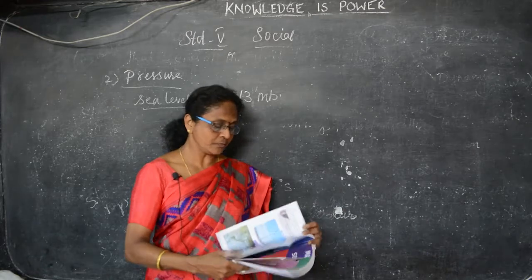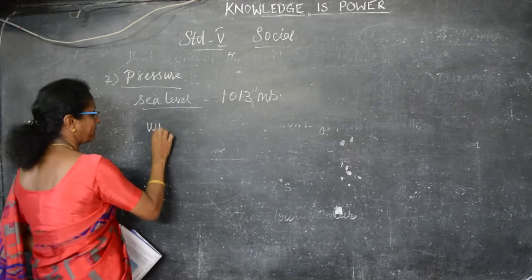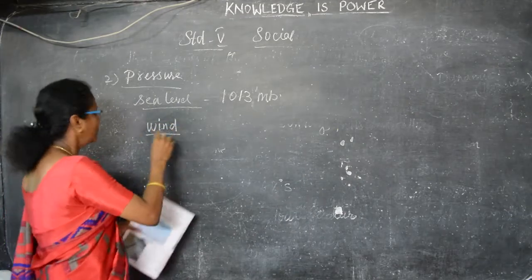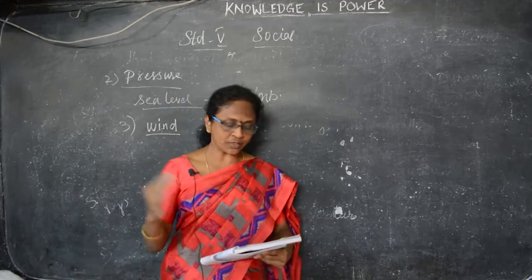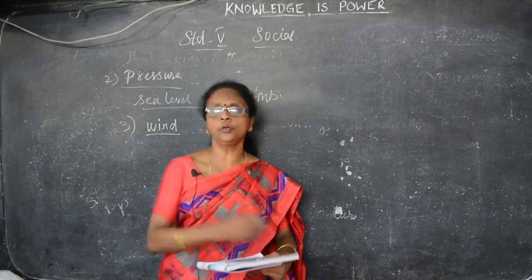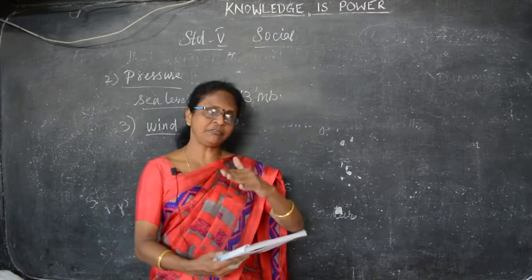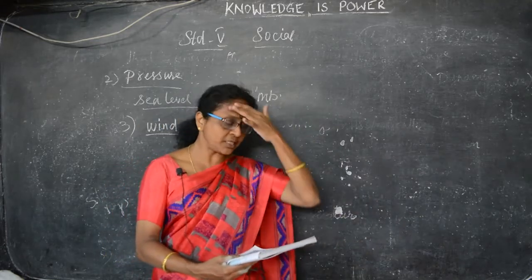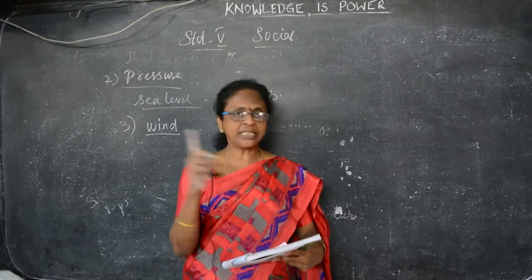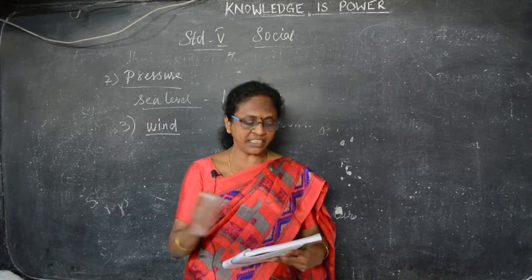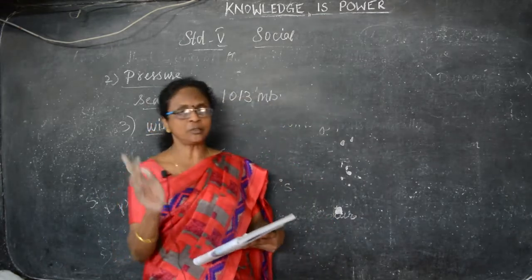Okay, now next we are going to see about the wind. What do you mean by wind? You know, wind is air. The air which moves horizontally from a high pressure area to a low pressure area is called wind. Air never moves in one direction, and it differs from place to place and time to time. This is due to the rotation of the earth.